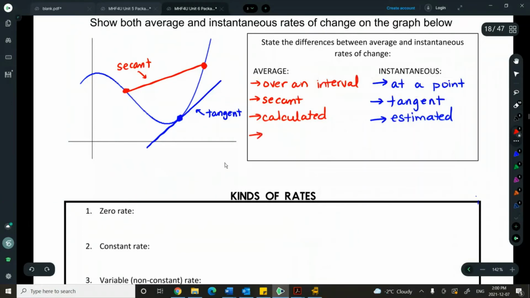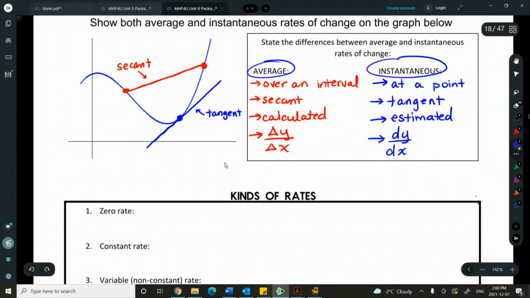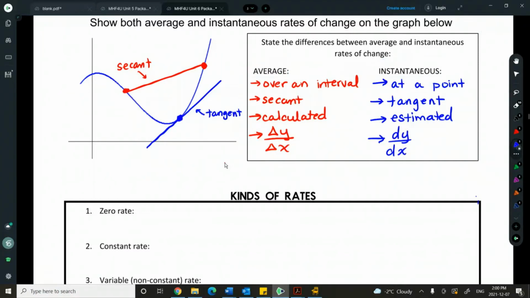If you remember back from grade 9 when we found slopes, we did delta y over delta x, and we're going to keep that as our average rate of change calculation. But when I do instantaneous rate of change, we use dy over dx. It means the same thing, change in y over the change in x, but these are two different notations so that we know whether we're calculating an average or instantaneous rate of change.